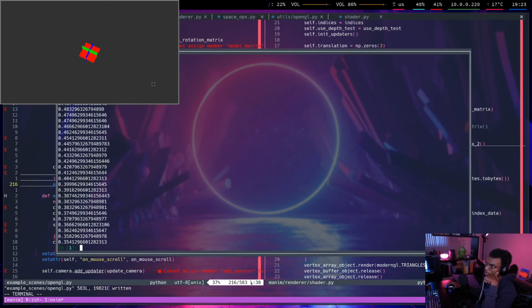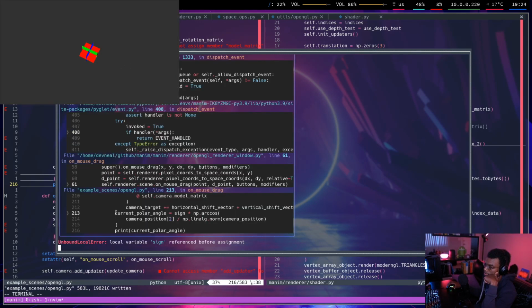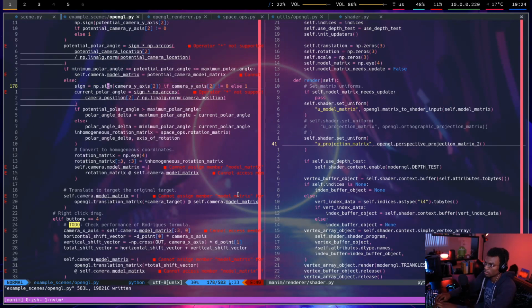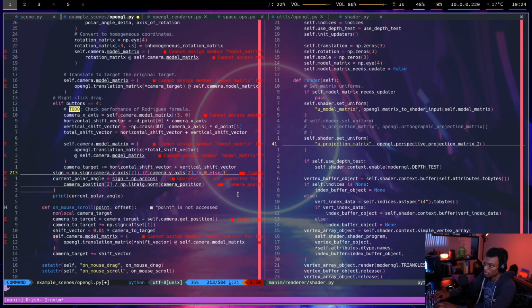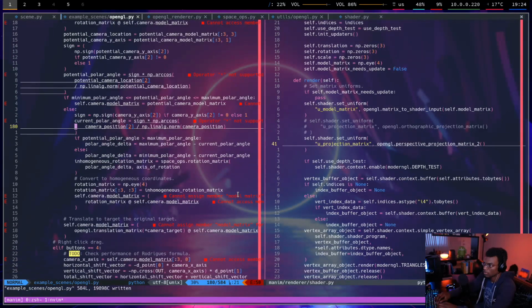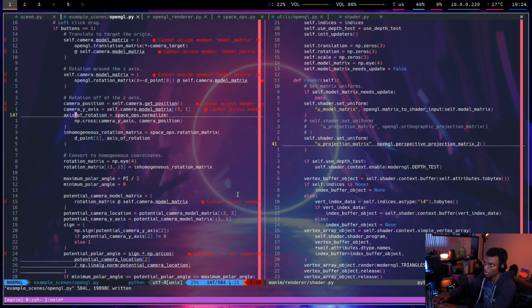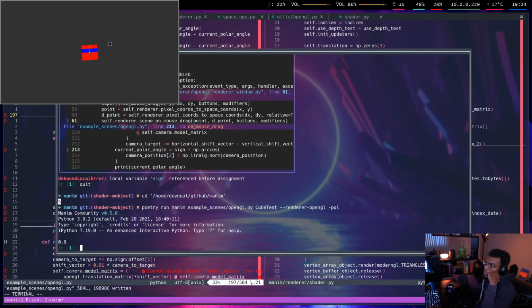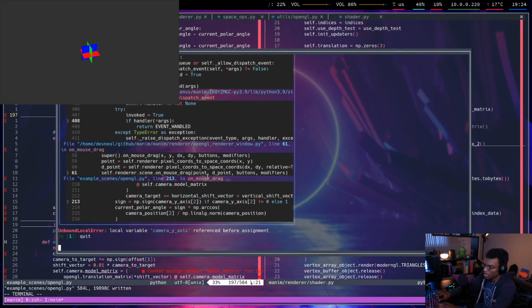If I pan this somewhere... Oh, what happened? Oh, it needs a sign? That's true. I'll compute this sign. I wonder why that didn't crash before. I guess it's only computed in one of the if blocks. Anyway, if I pan this, nope, still doing something. Need the camera y-axis.